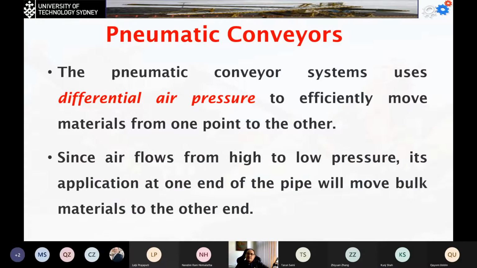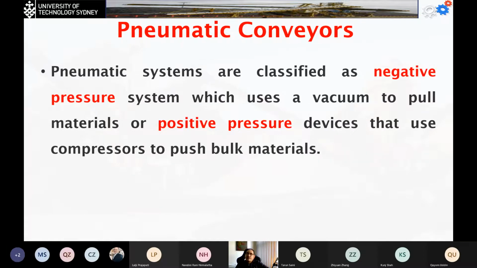This will efficiently move the materials from one point to another. Since the airflow is from high to low pressure, the application at one end of the pipe will move the bulk material to the other end of the pipe. These systems are classified as negative pressure if they do the sucking process, or we can have the positive pressure device that compresses the air to push the bulk material. So once again, negative pressure is going to pull the material to the tank. The positive pressure is going to be pushing the material to the tank.